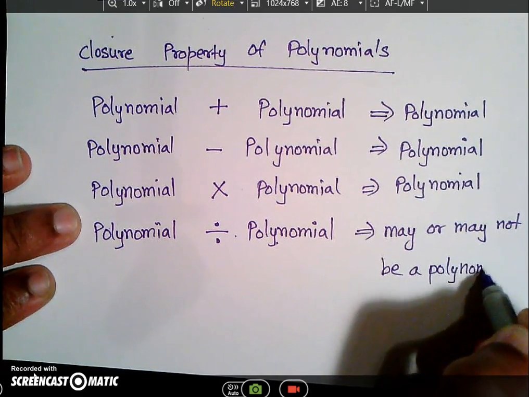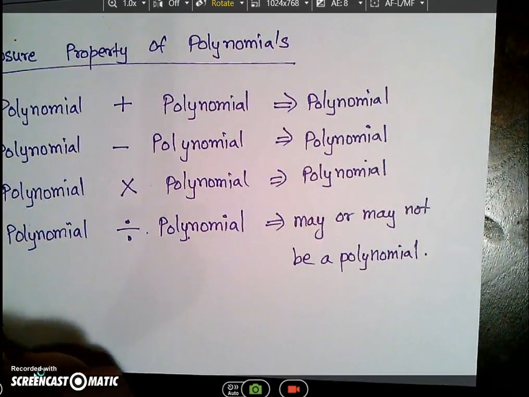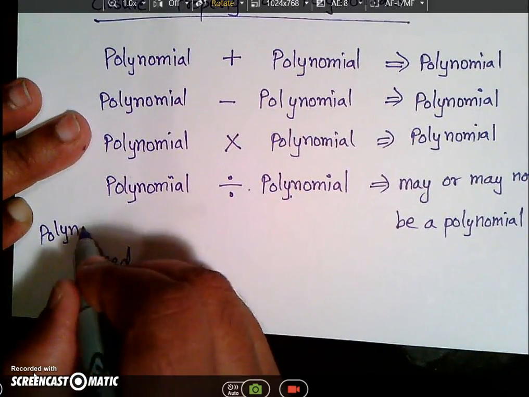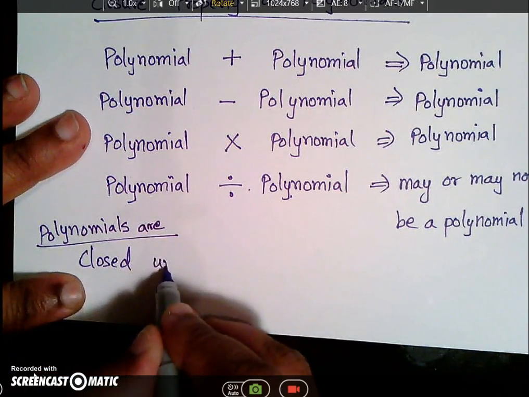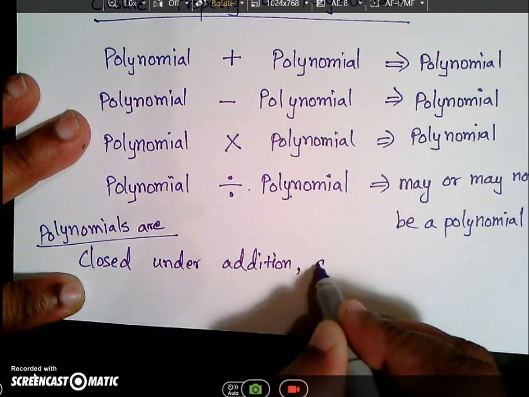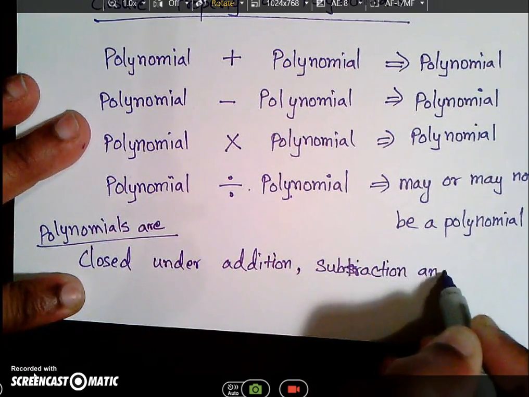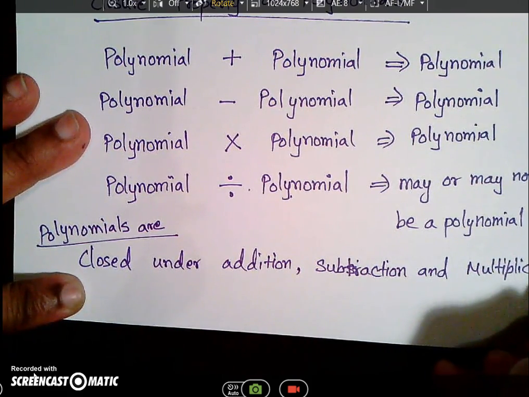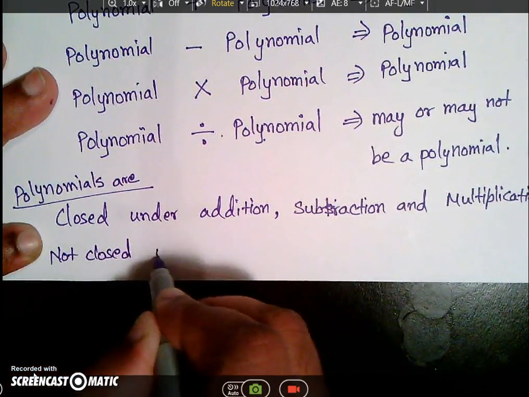So that way I can say polynomials are closed under addition, subtraction, and multiplication, but not closed under division.